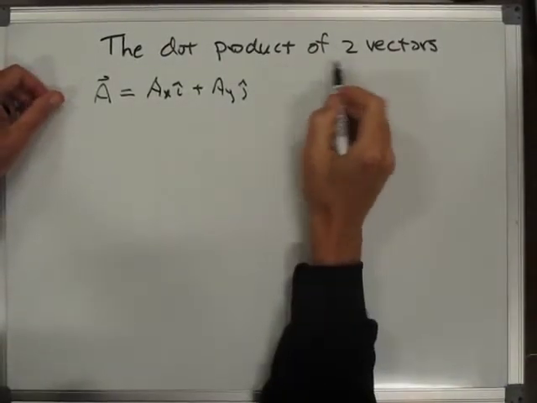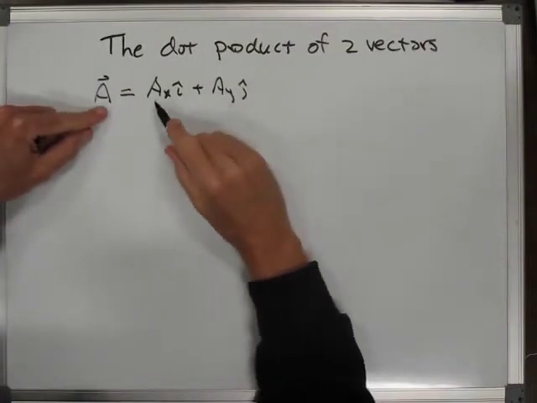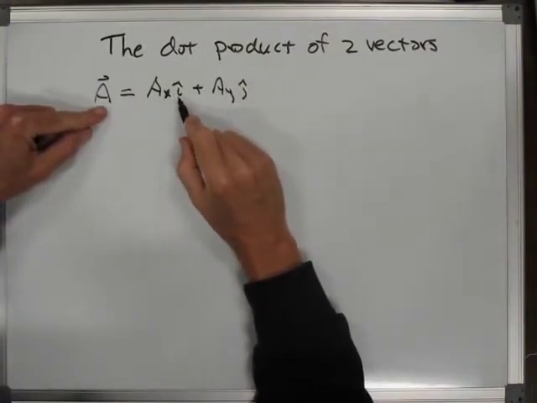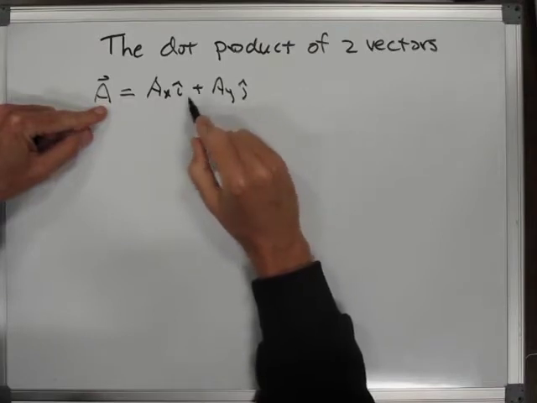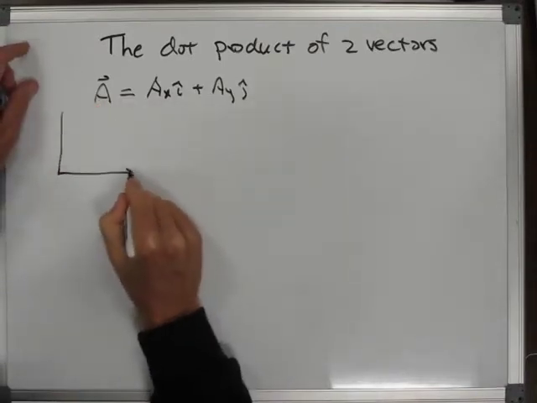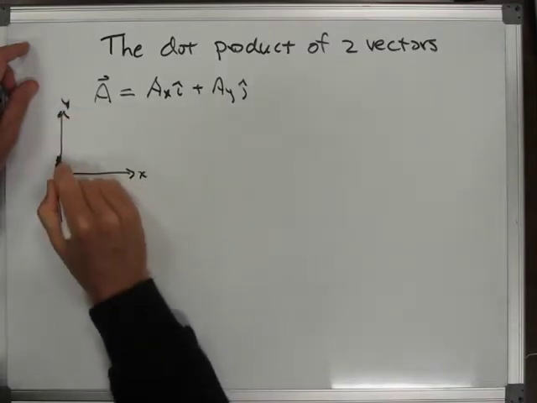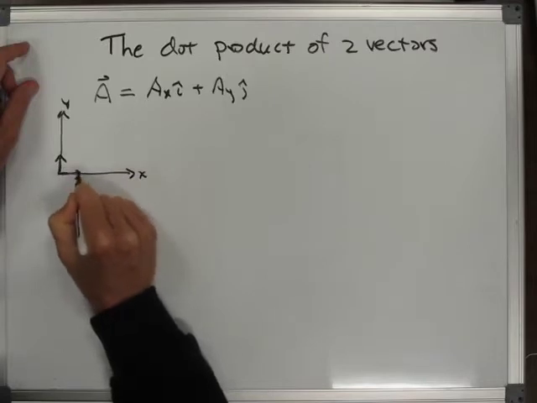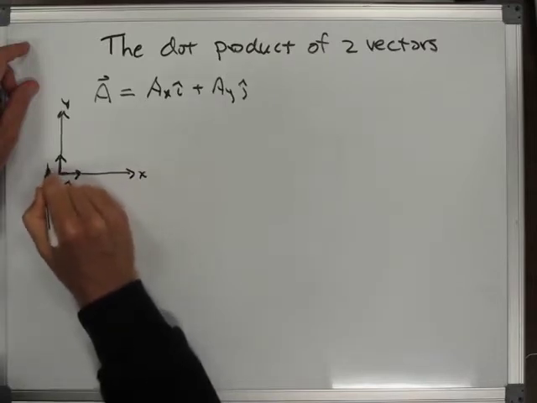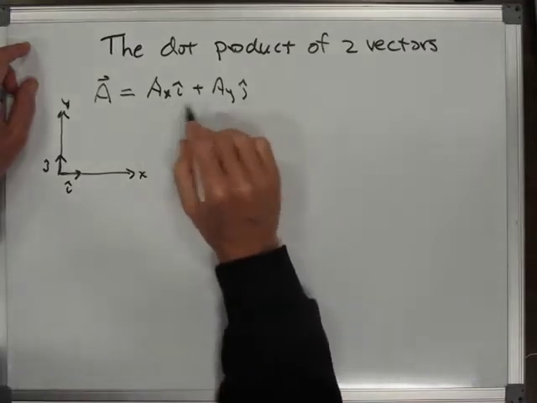So we're going to talk about the dot product of two vectors. And so we're going to take two vectors. The first one is A. It's equal to ax times i hat plus ay times j hat. i hat is a unit vector in the x direction, and j hat is a unit vector in the y direction. So a unit vector is a vector of length 1, and so this is i hat, and this is j hat. All right.